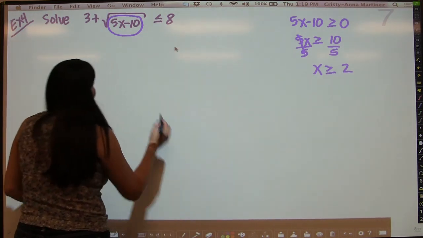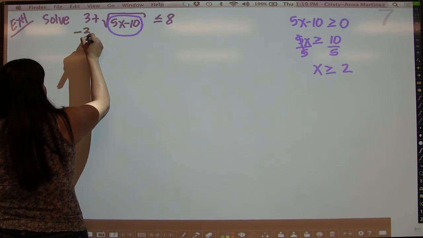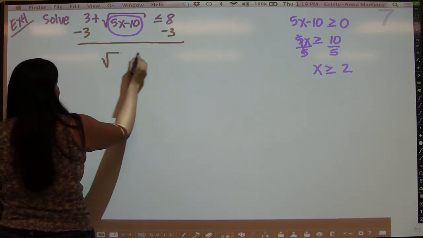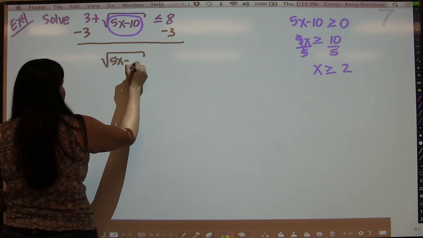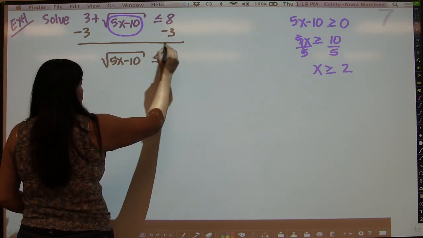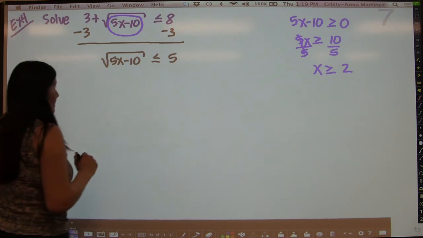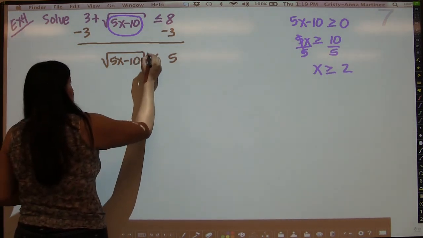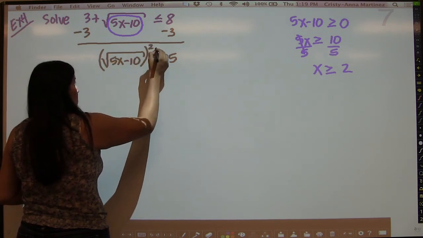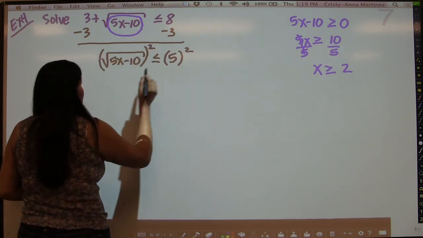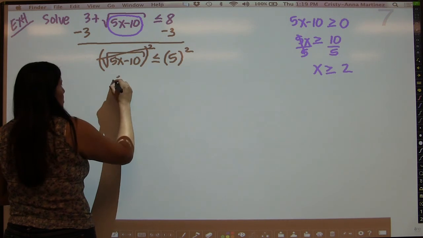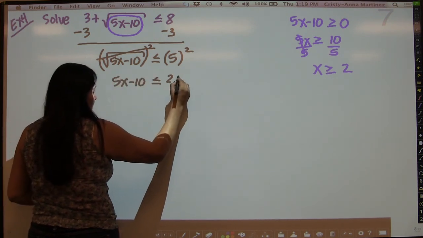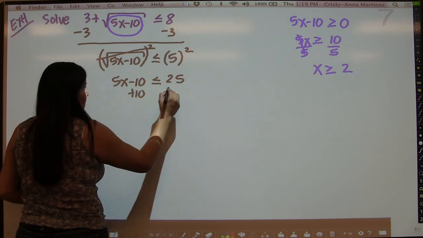So we're going to go ahead and do this subtraction first. So now we're going to have the square root of 5x minus 10 less than or equal to 8 minus 3, which is 5. And because it's a square root, that's basically to the 1/2 power. So the reciprocal of 1/2 is 2 over 1, so squared. They're going to cancel, so we get 5x minus 10 less than or equal to 5 squared, which is 25. Add 10 to both sides.